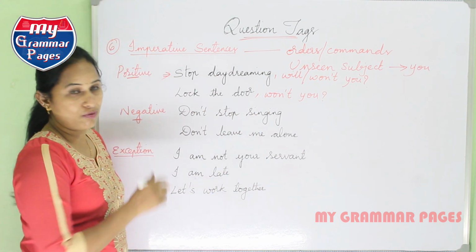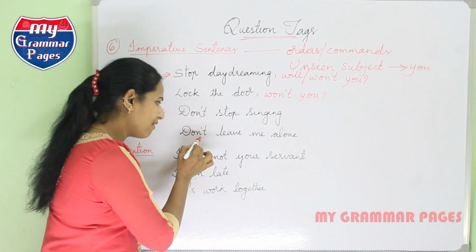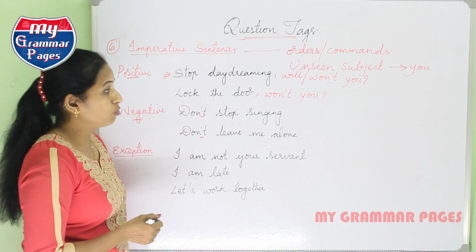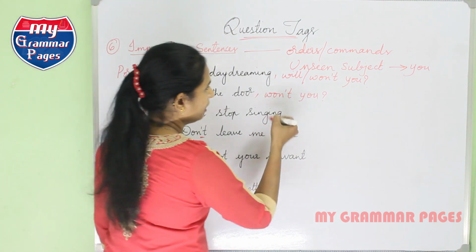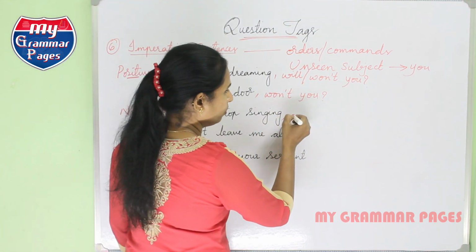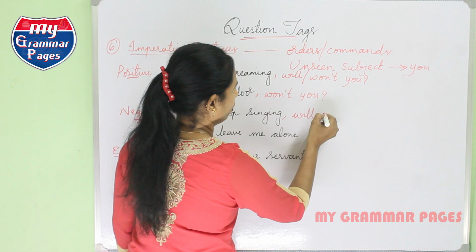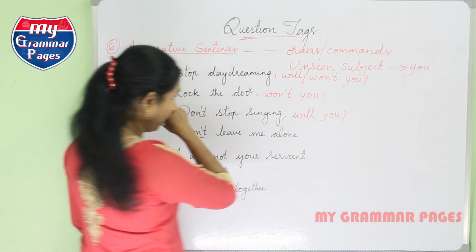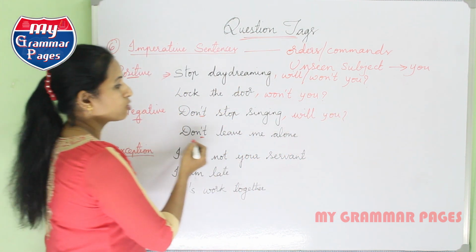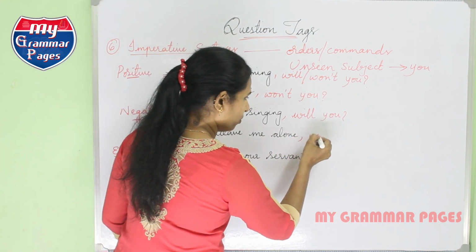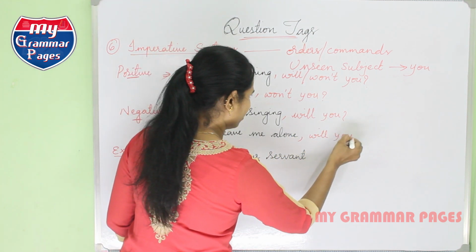Now the negative one. Why is it called negative? Because we have an addition of not. So don't stop singing. But here we are not going to take just won't you. We are taking only will you. Don't stop singing, will you? Don't leave me alone, will you? That's all. We don't have any other.